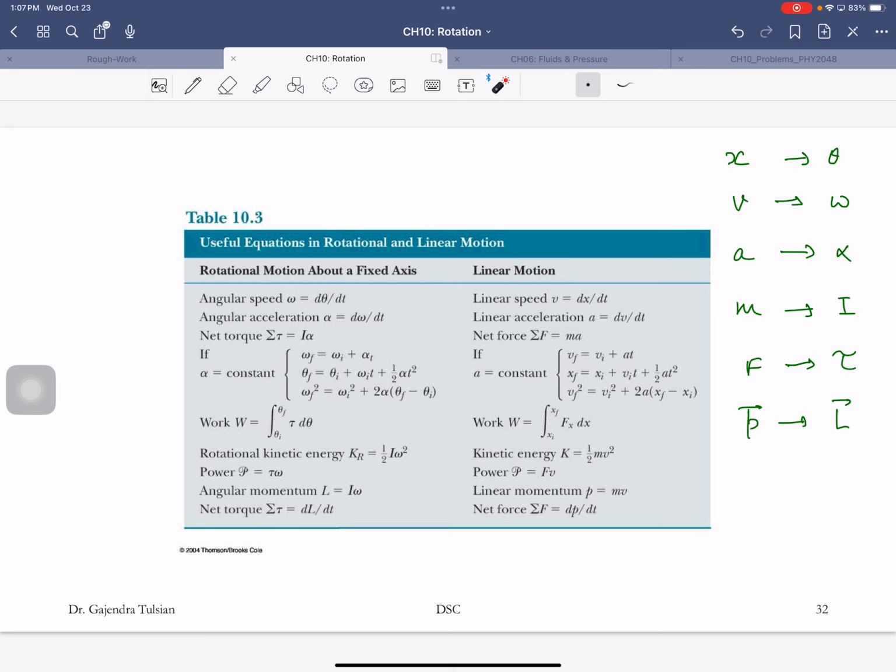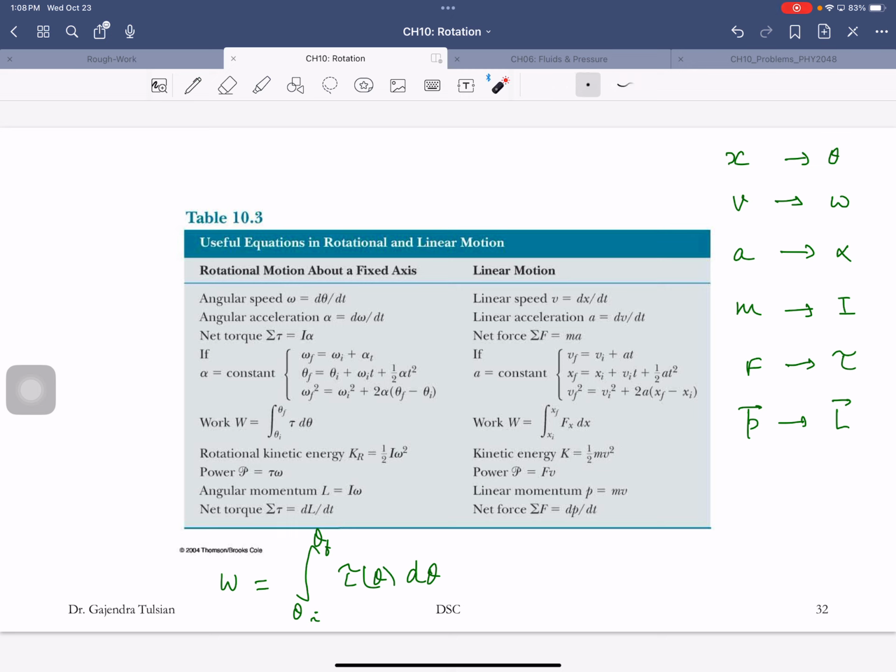All right, so for every formula here, you get the corresponding formula. For instance, here's a varying force. The work done by this varying force is this integral. And here's a varying torque. Torque is a function of theta. So the work done by a varying torque is given by this integral: torque as a function of theta, d theta. And so on.